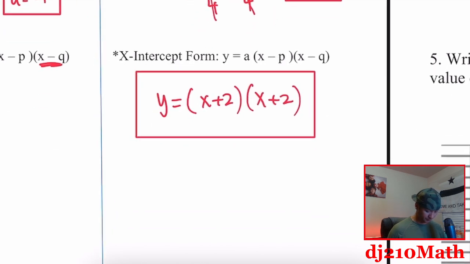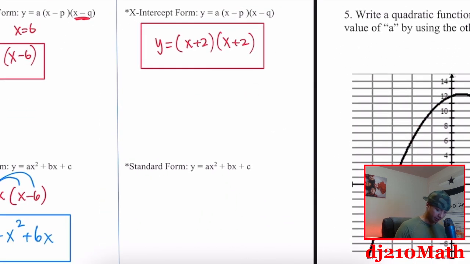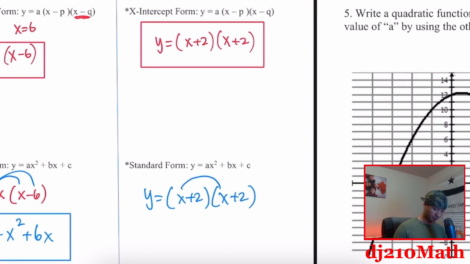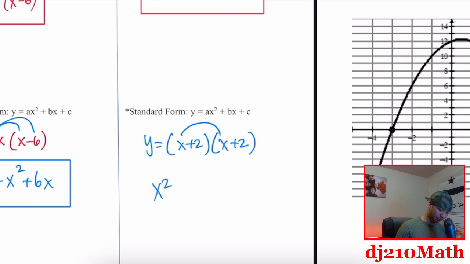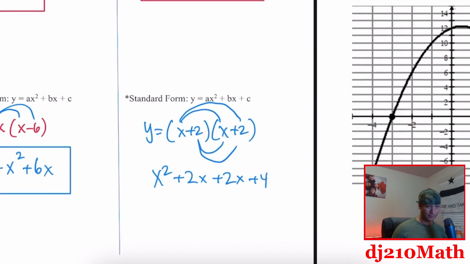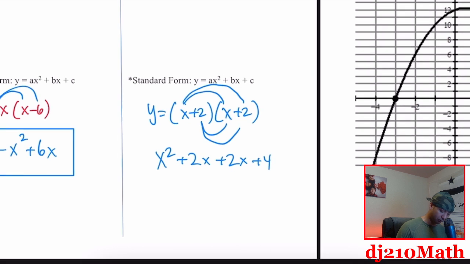For standard form, we take, again, the above form and we FOIL it out. We expand it out. So x first, x times x, x squared. Outer, 2x. Inner, 2x. Last, plus 4. Combining the like terms in the middle, we get the final answer, standard form: y equals x squared plus 4x plus 4.